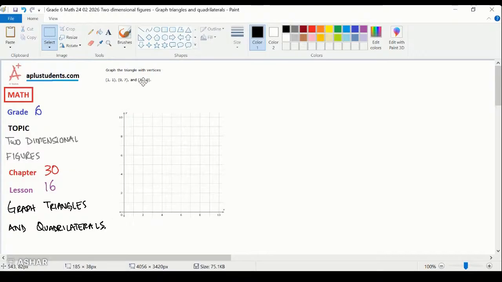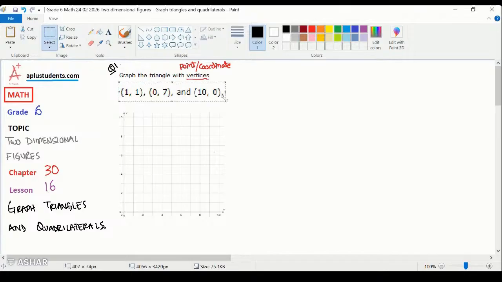The term they're using over here is graph the triangle with the vertices, right? The term vertices can also be written as a point or coordinate, because coordinates are plotted on a graph paper. So all 3 words can be used. We can say graph the triangle with the points, the vertices, or the coordinates. So let's see. The first point that is given to us is 1, 1.